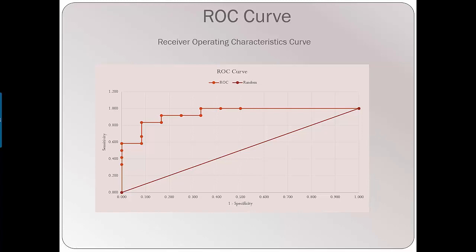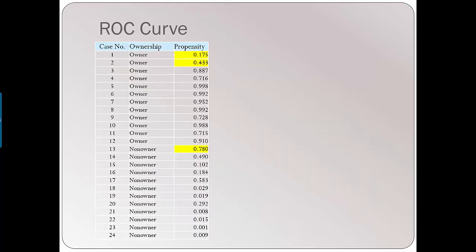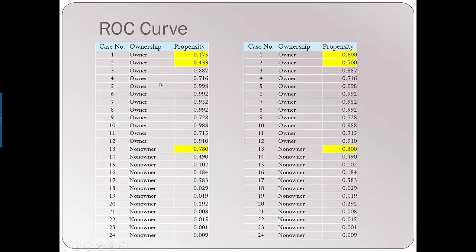All right, let's examine what this ROC curve actually is telling us. If you look at the propensities based on which this ROC curve was generated, we have cases going from 1 through 24, and you see that of all the owners, there are 2 of them with low propensity. That means these 2 owners would have been classified as non-owner, and there is one non-owner with a propensity of 0.78, so this person would have been classified as an owner. Suppose the probabilities had been slightly different. Suppose instead of these 2 probabilities, these 2 were 0.6 and 0.7, and instead of 0.78, this probability had been 0.3.